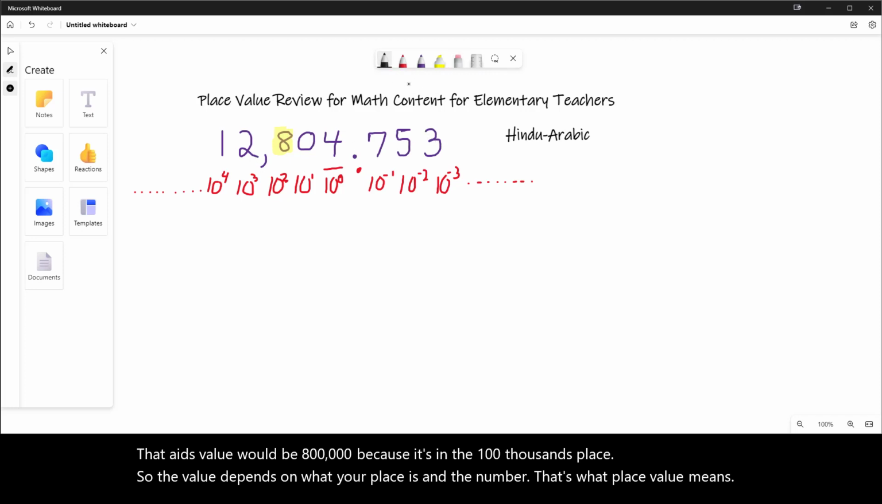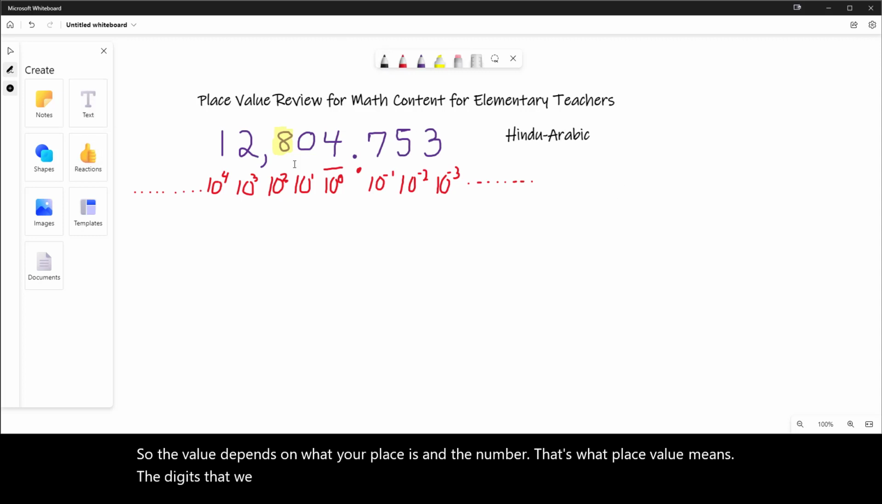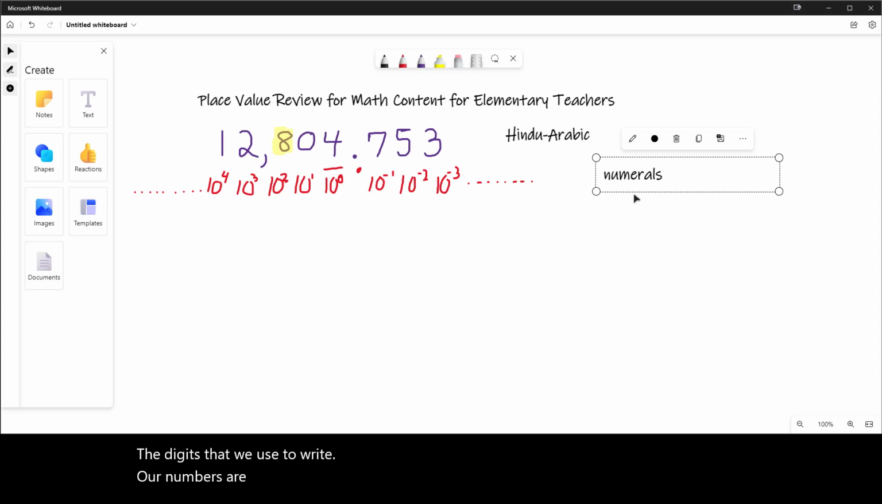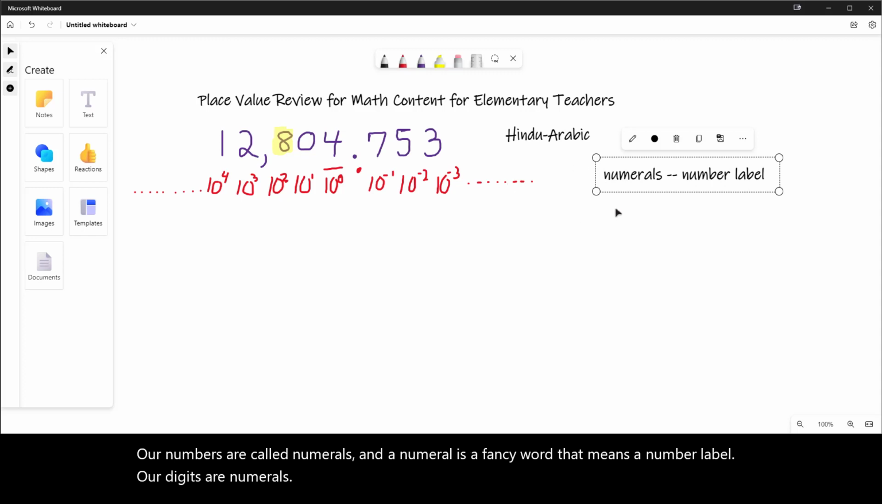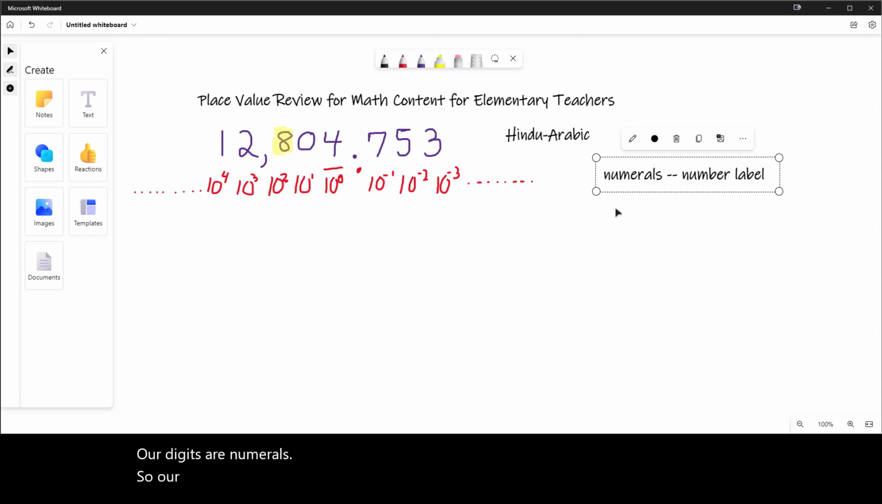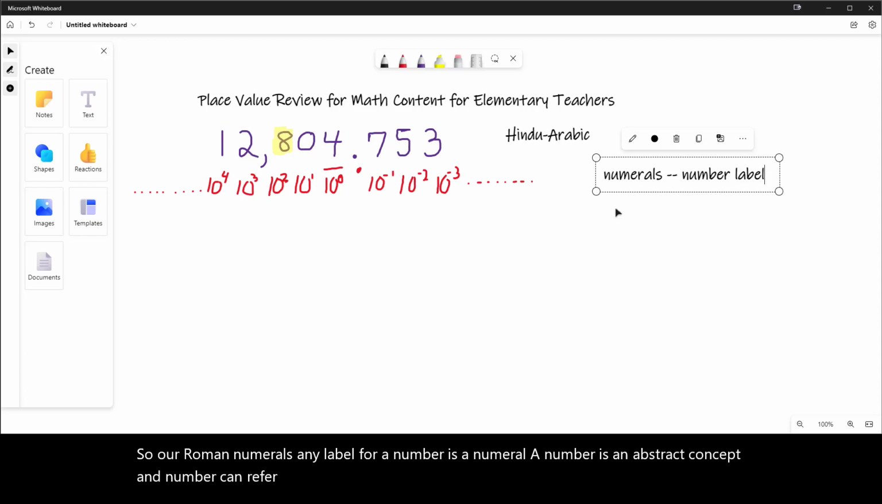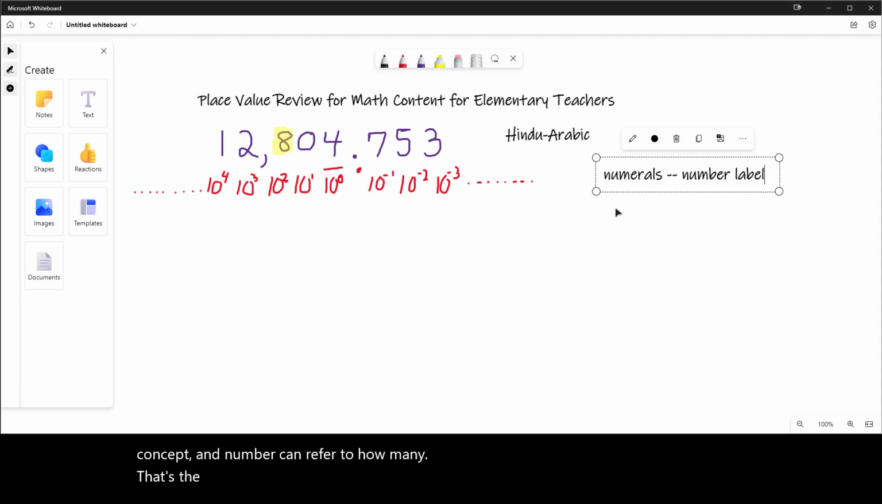The digits that we use to write our numbers are called numerals. And a numeral is a fancy word that means a number label. Our digits are numerals. So are Roman numerals. Any label for a number is a numeral. A number is an abstract concept. And number can refer to how many. That's the most common use for number.